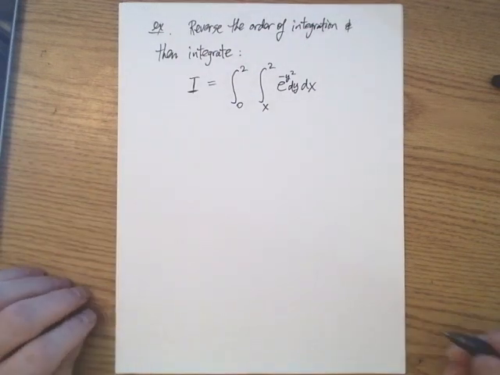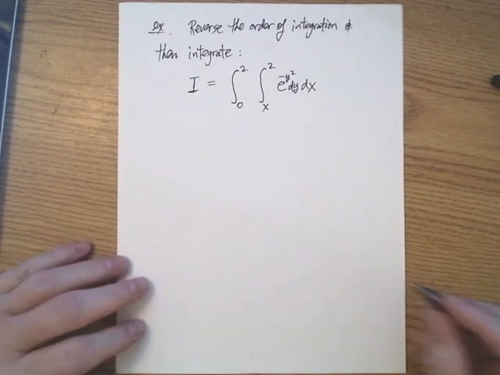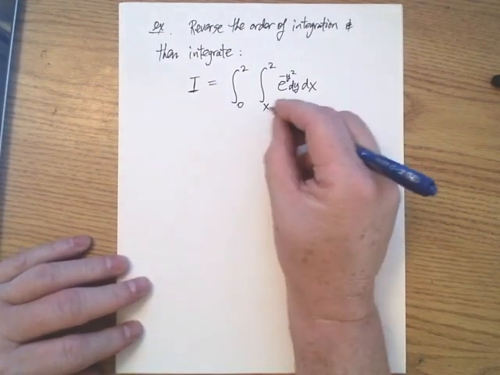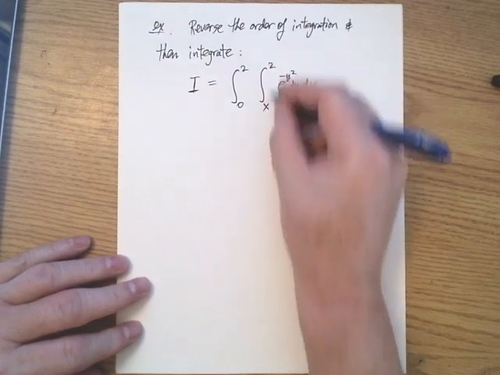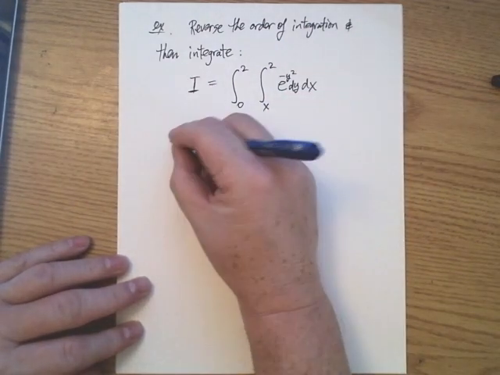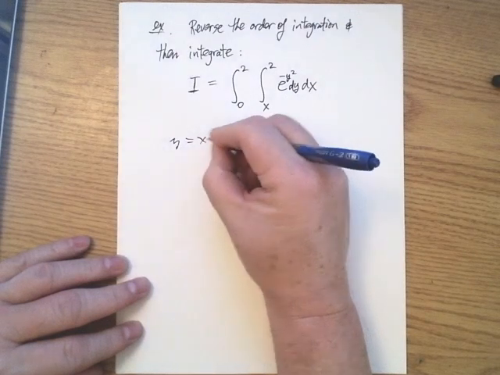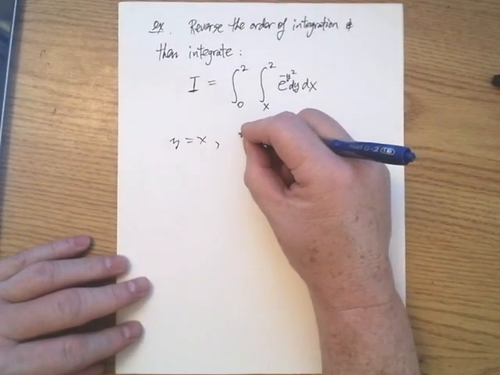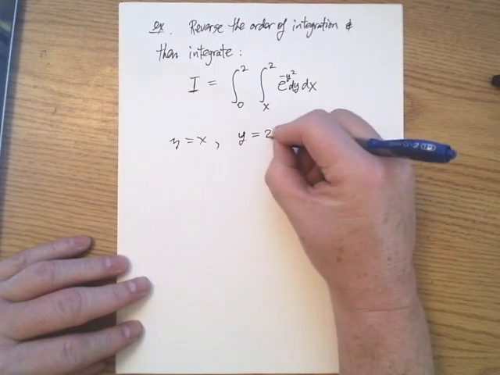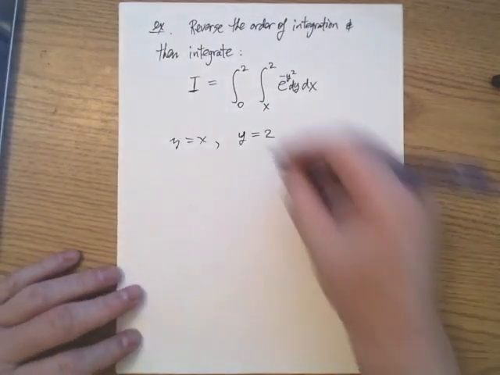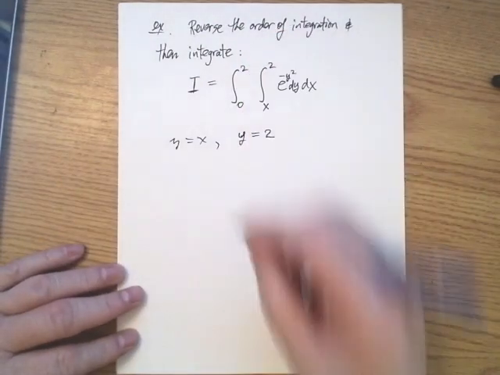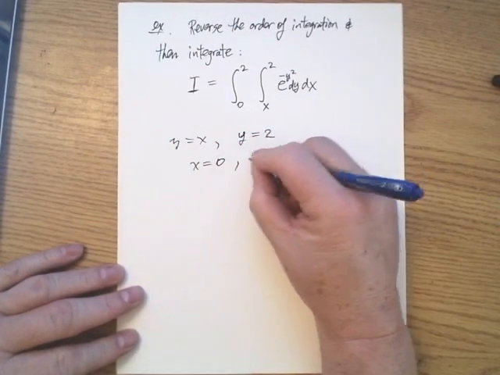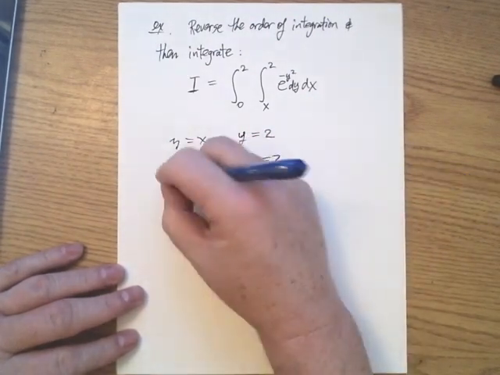What's the first thing you do? You construct the region over which you're integrating. I'm integrating with respect to y first. That's the inner integral. The limits are looking like this: y equals x, we know that line, and then a nice flat line, y equals 2. The outer limits, the last ones we're going to do, are x equals 0 to x equals 2. So keep those in mind.